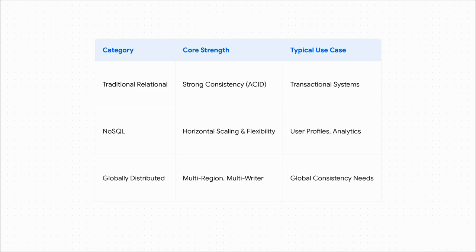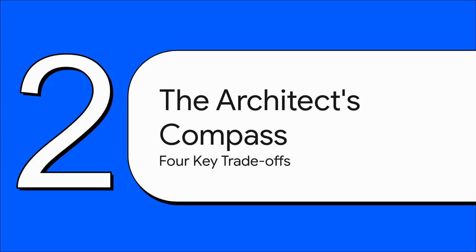And finally, you have the new heavyweights, globally distributed databases. These were literally built for this global scale problem, designed from the ground up to read and write data in multiple places at once. So you've got your tools, but how do you choose the right one? You need a guide, right? Let's think of it as an architect's compass. It has 4 key points that will guide every decision we make: consistency, latency, cost, and of course, operational complexity.